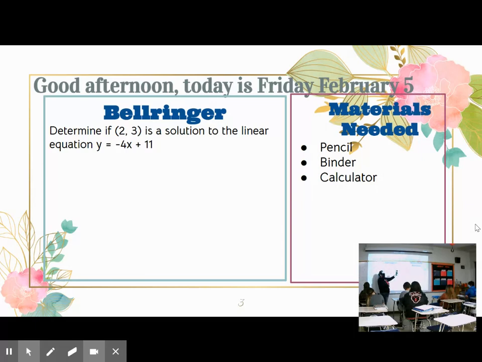Okay. I graph negative 4x plus 11 on here. You could trace the line and go to 2 on the x and see if it's at 2, 3, which it is. It's at the ordered pair 2, 3. Or you could also go to the table.